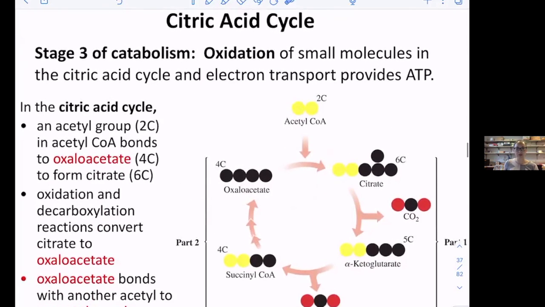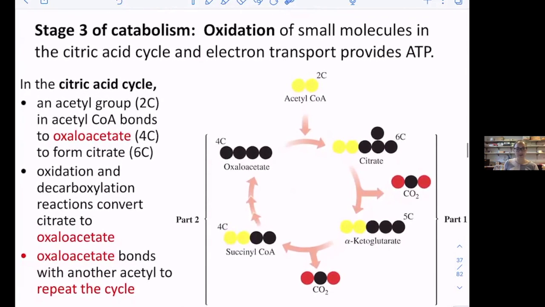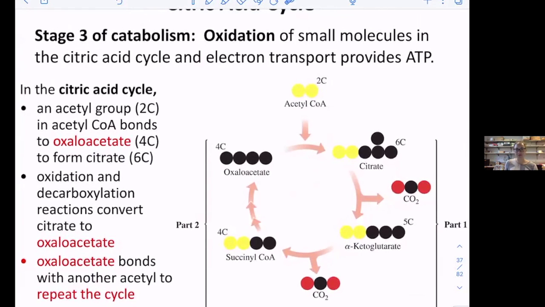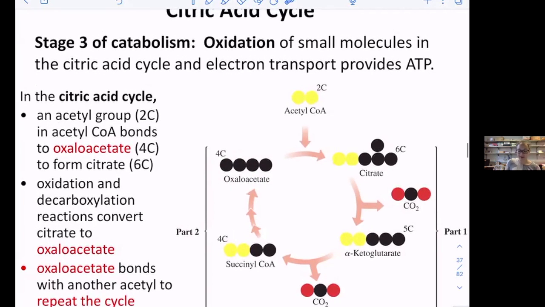Continuing on. So this is what I just talked about, but that's okay. Again, this oxaloacetate is really important. Really, overall, what happens is the oxidation of small molecules in the citric acid cycle and electron transport provide ATP. So we get a lot of ATP out of this process, and you'll see that in the subsequent videos. We're going to do one video about part 1 and one video about part 2 to try and break it up a little bit.